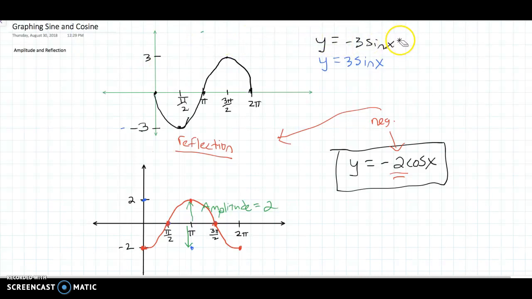I hope that helps you guys. And now you know a little bit about amplitude and reflection and the basic graphs, sine and cosine. All right, good luck.